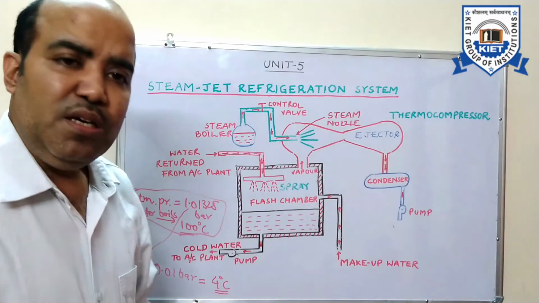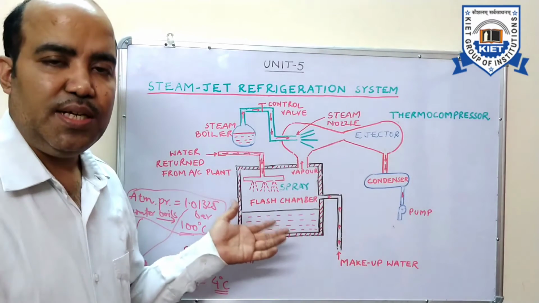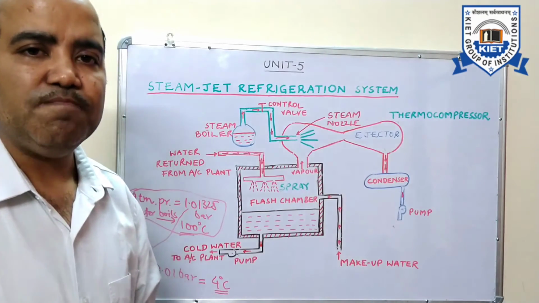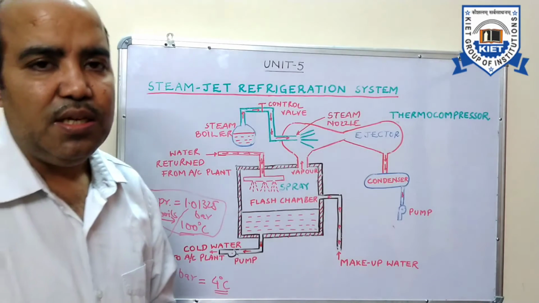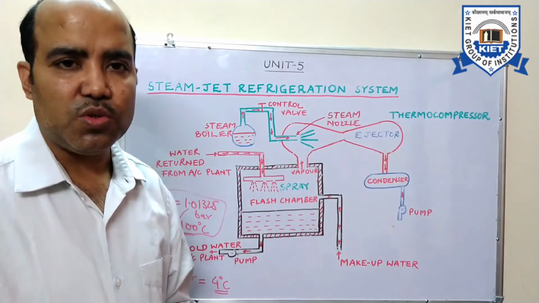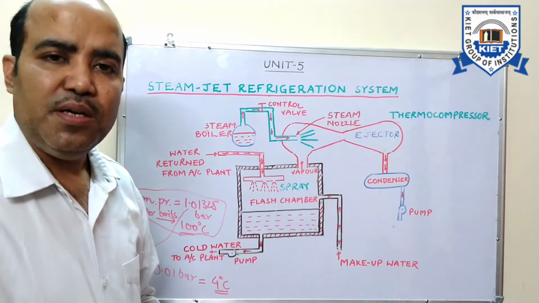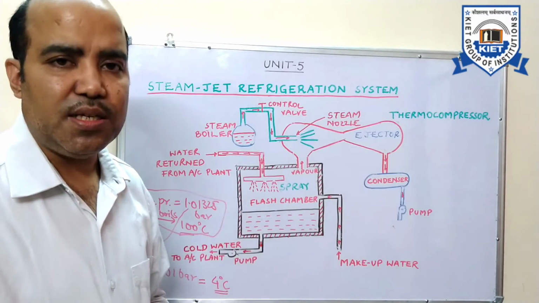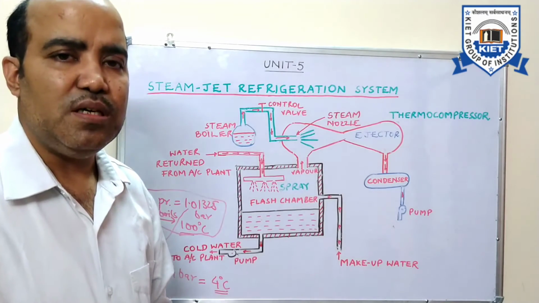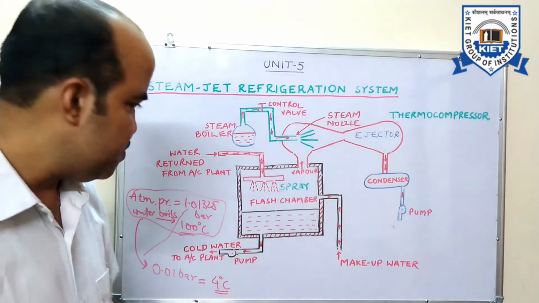As you can see, water is used as a refrigerant. Water, you know, is a very safe refrigerant. It does not cause any global warming or ozone depletion. So it is pretty safe to operate, very reliable and very rugged in construction. Let us now understand the working of the steam jet refrigeration system.